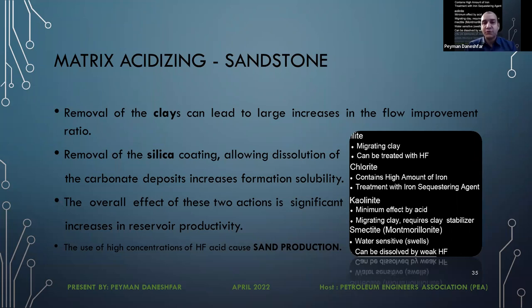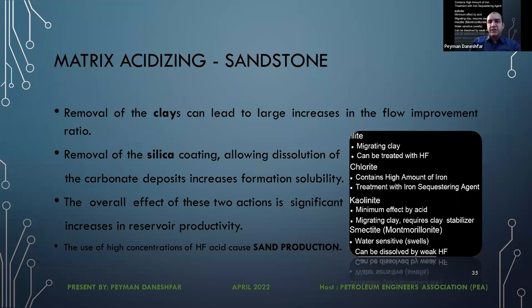These are only for your information. They may have some mistakes. But if you want to be a stimulation engineer and design a matrix acidizing job, you should consider all parameters. Guys, again, I tell you, consider all parameters.